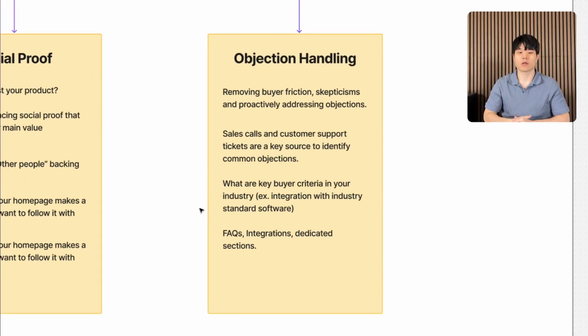Finally, the objection handling pillar is all about removing buyer friction and diffusing their skepticisms by proactively answering any questions that might be in their mind. And a great way to identify these questions is to talk to your sales team, go over sales calls, and ask them what is the most frequent objection that they get. Another great source is to talk with their customer support team and ask them what are the most frequent customer support tickets or questions that they receive from customers.